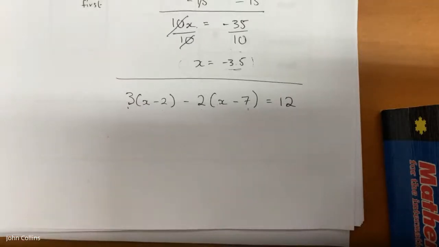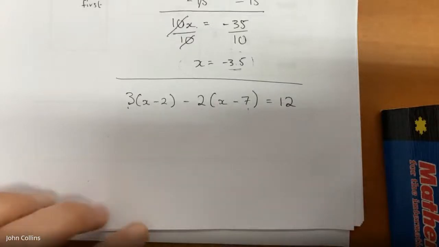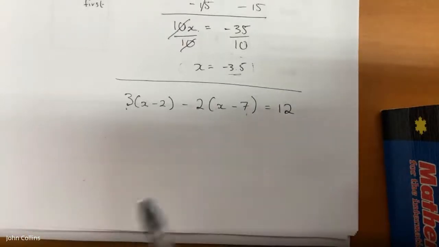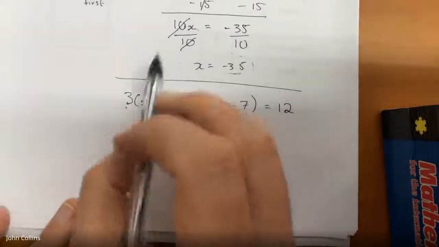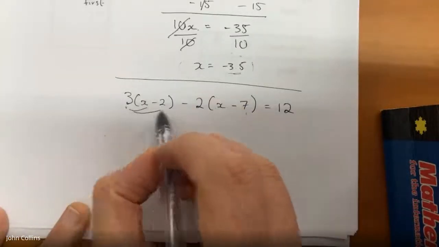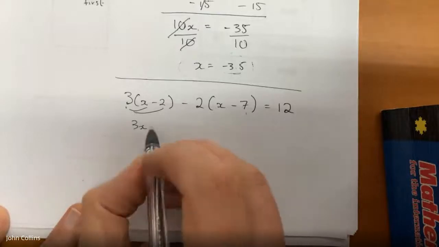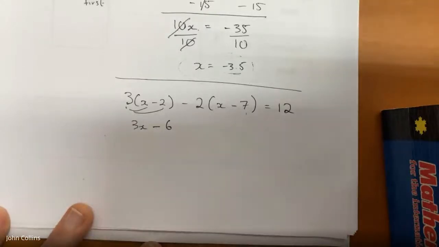Let's see what happens. So if there's more than one x in a problem, we must simplify it at some stage to get it down to 1x before I start solving. All right, so let's first of all get rid of the brackets. Distributive rule. 3 times x, 3x. 3 times negative 2, negative 6.